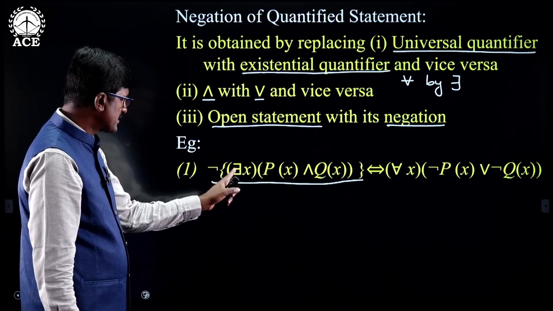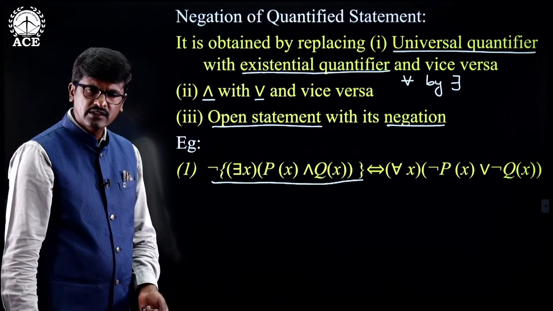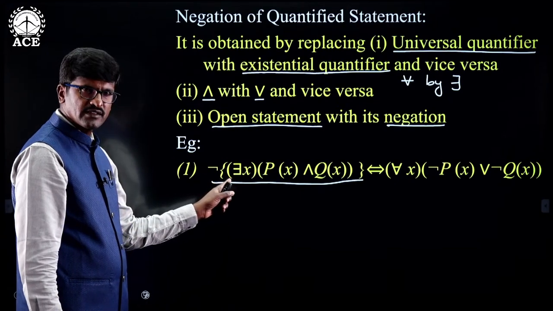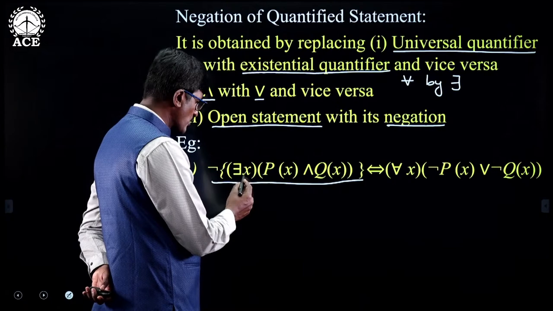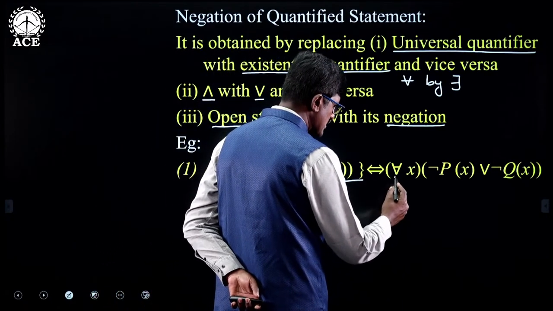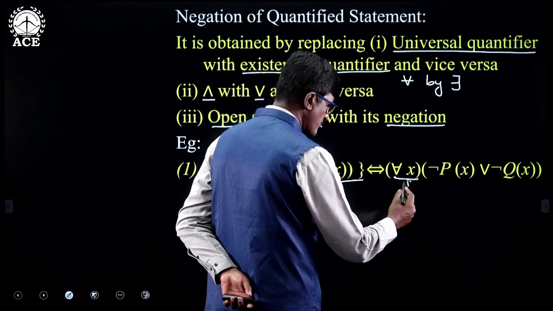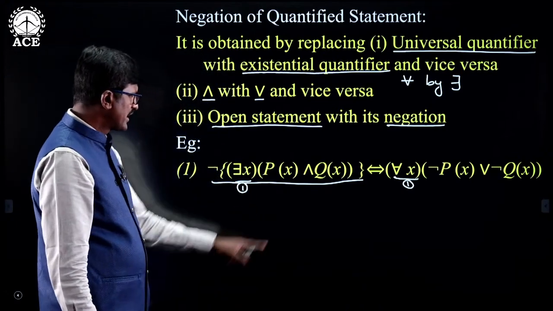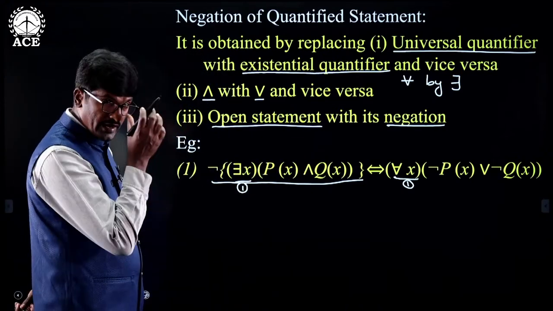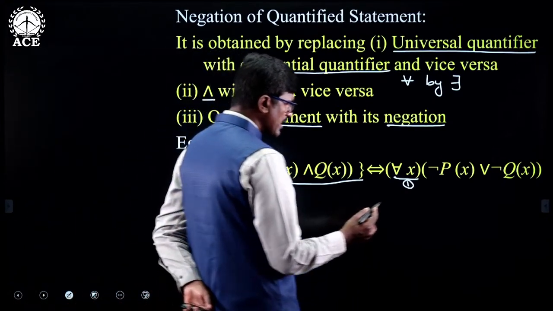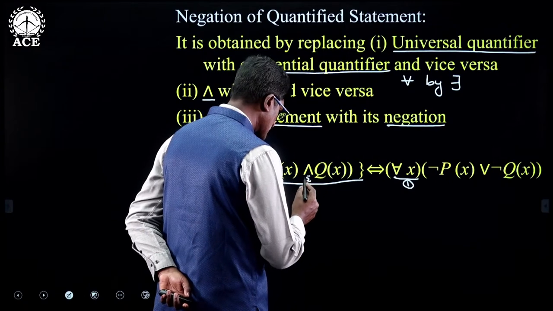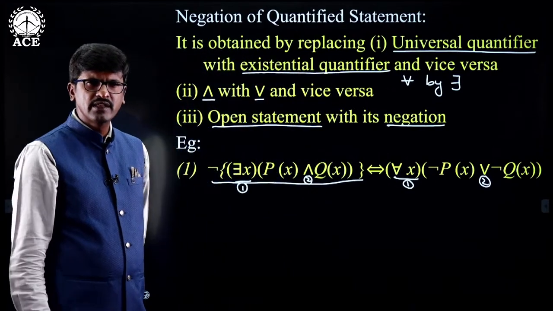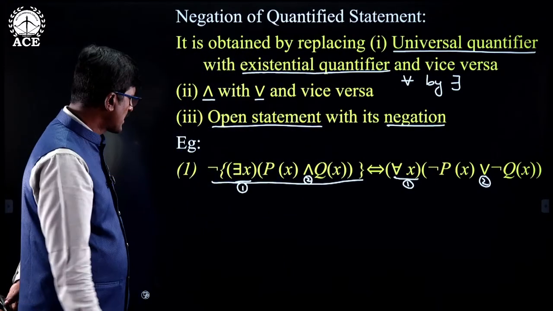So the first point, if there is a universal quantifier, replace with existential quantifier. If there is an existential quantifier, then replace that with universal quantifier. So here there is an existential quantifier. I am replacing that with universal quantifier. This is condition number 1. Now condition number 2. If there is an AND connective, here there is an AND connective, I am replacing that with OR connective.